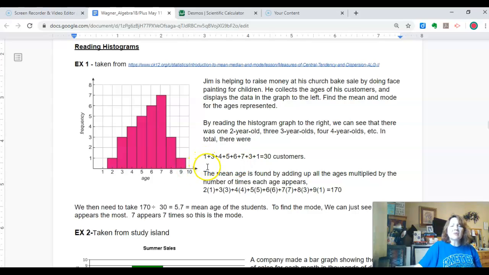So if we count how many we had 1, and then we had 3, and then we had 4, and then we had 5, and then we had 6, we had 7, then we had 3, and then we had 1. Those are all the number of customers we had. So we had 30 people that came in.